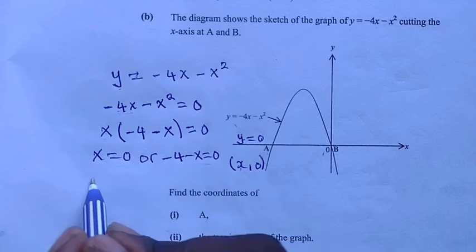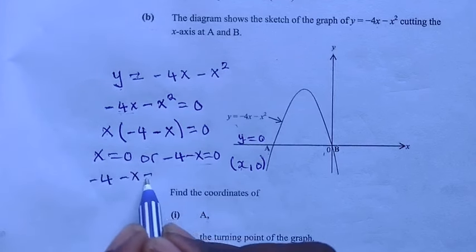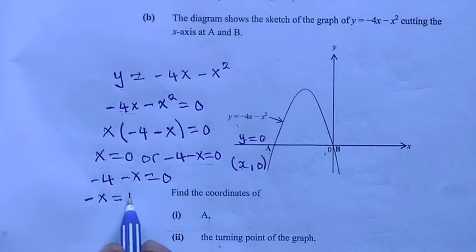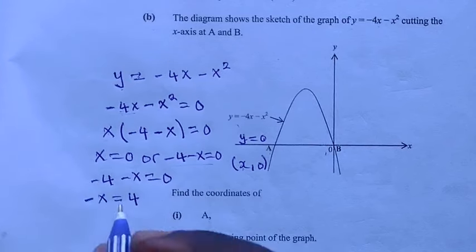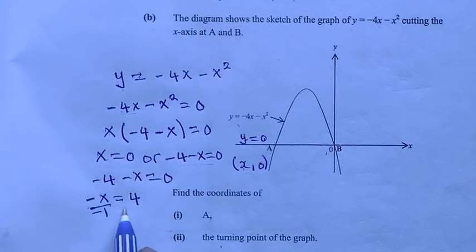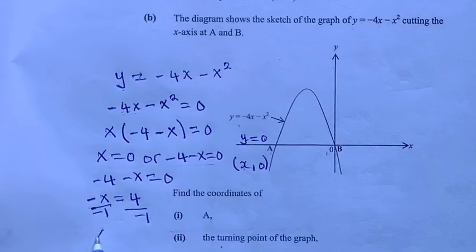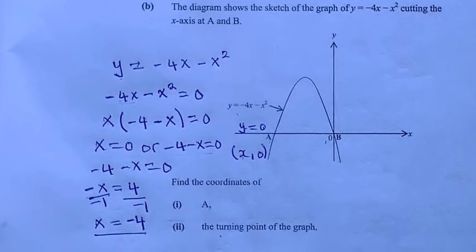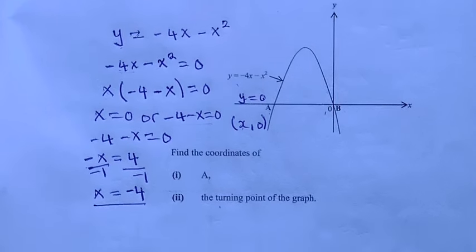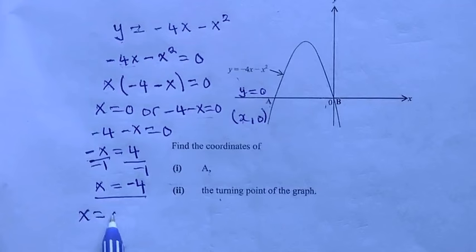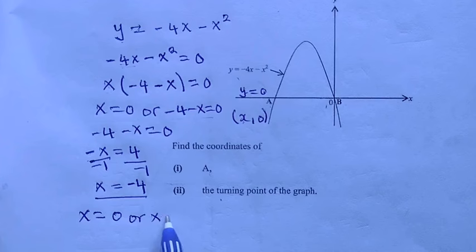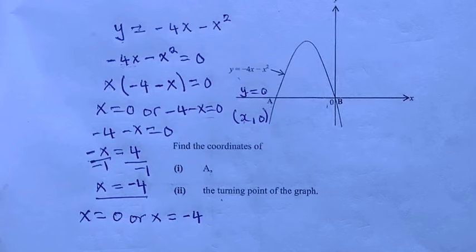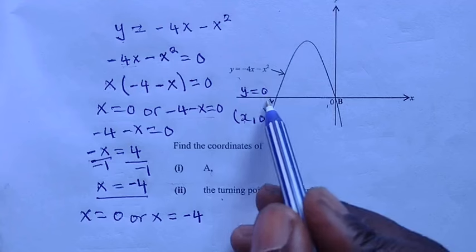So we can solve for this one. Negative 4 minus x equal to 0. This negative 4 goes to the other side, you remain with negative x is equal to 4. It was a negative, it becomes a positive. So here we divide by negative 1, and here negative 1. Therefore, x is equal to negative 4. So this is the x value. We have two possible values of x, which is x is equal to 0 or x is equal to negative 4.